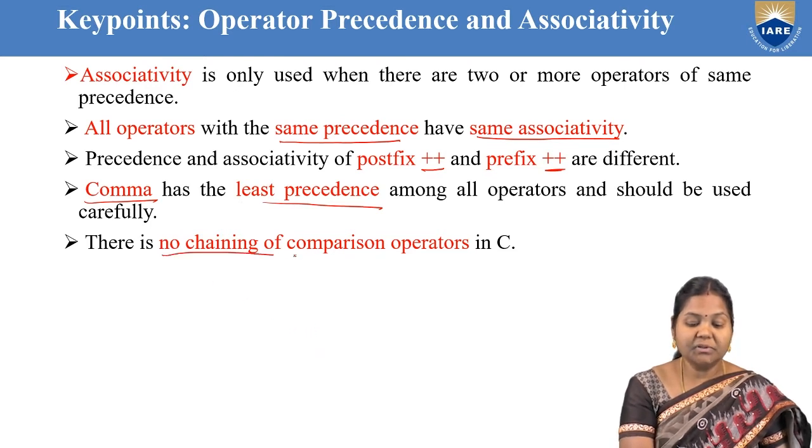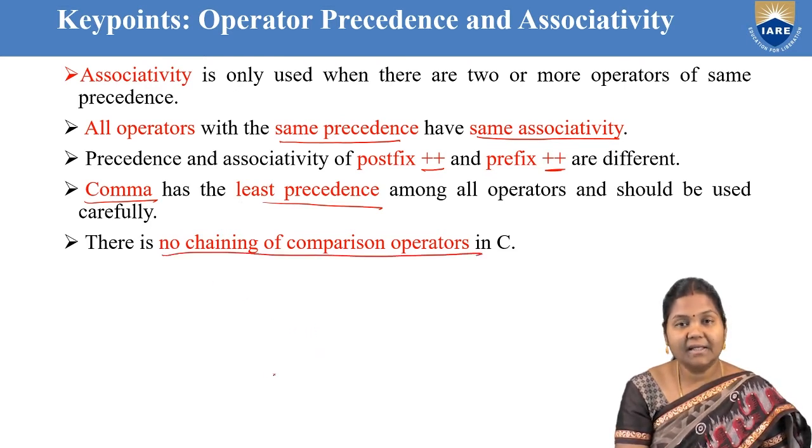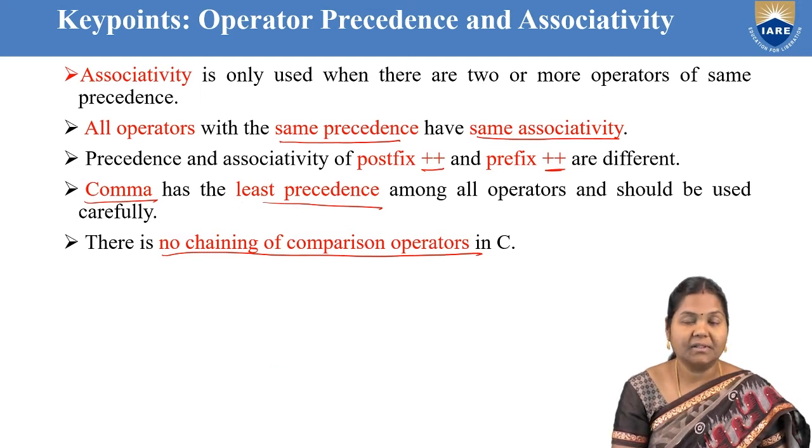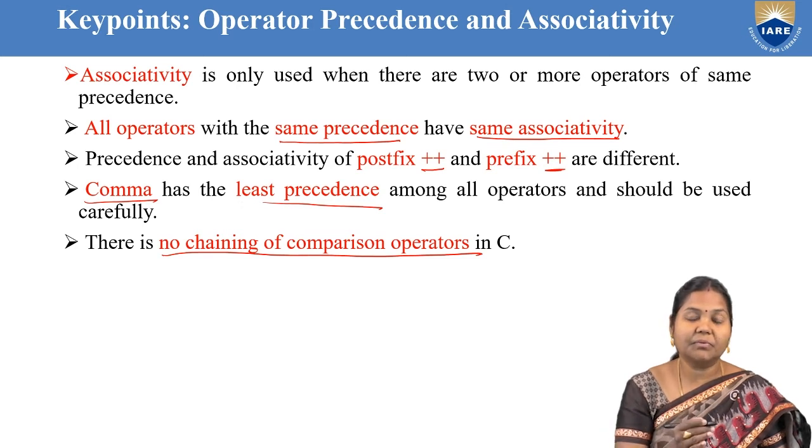And there is no chaining of comparison operators in C language. Suppose multiple comparison operators come in an expression, then it is simply evaluated based on their associativity from left to right. But there is no chaining while evaluating relational or comparison operators in C language.